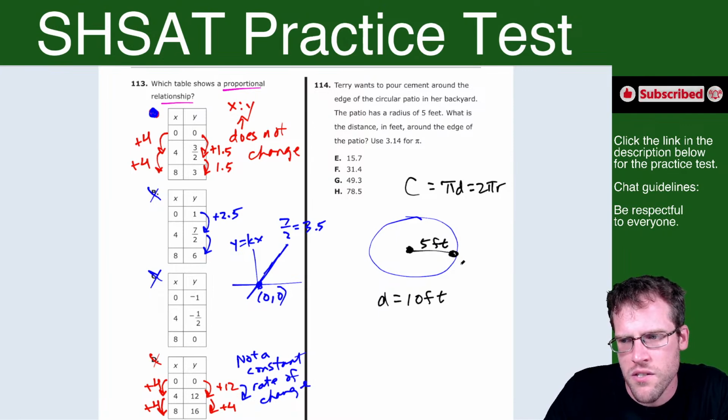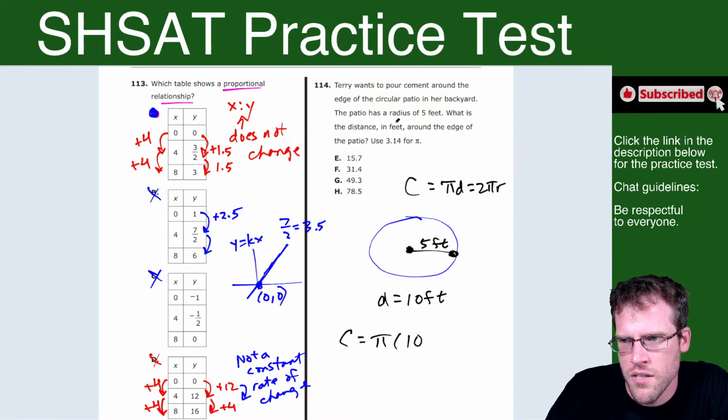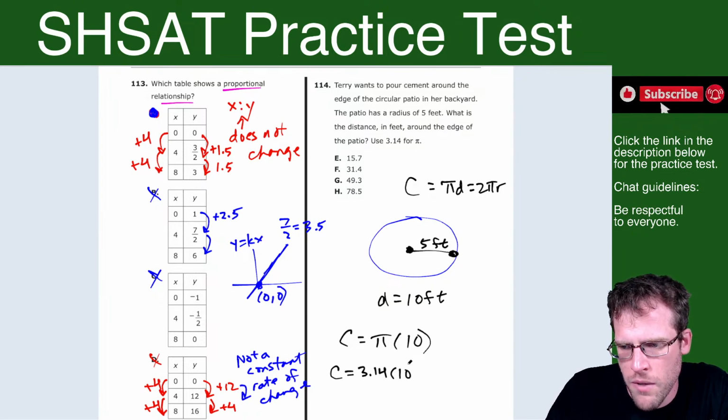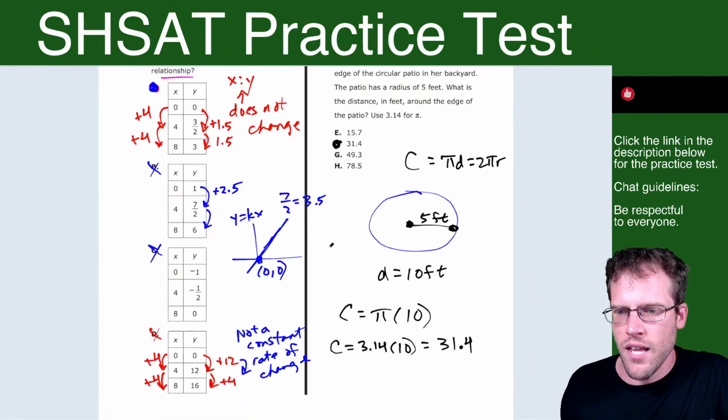All right, so what's the distance around? So you're just going to do the circumference is pi times 10 feet. They don't put units, though. They're saying the distance in feet, so I don't have to write this. And they're saying, hey, use 3.14. So when we multiply by 10, at least this time they were polite. That's 31.4, choice F.